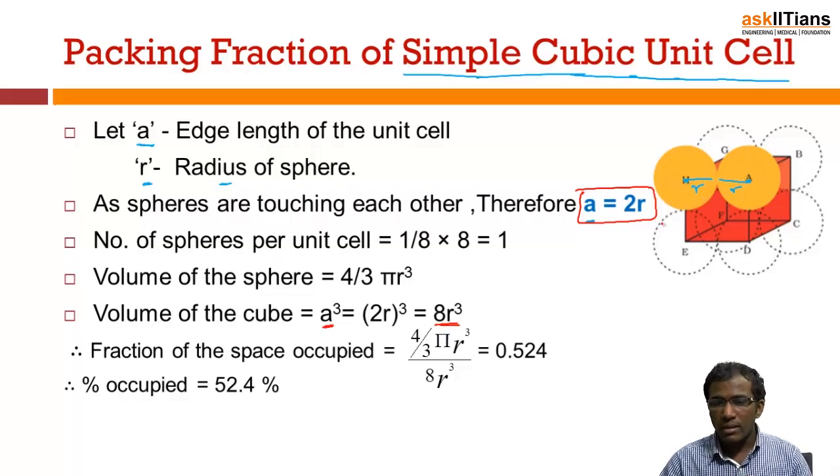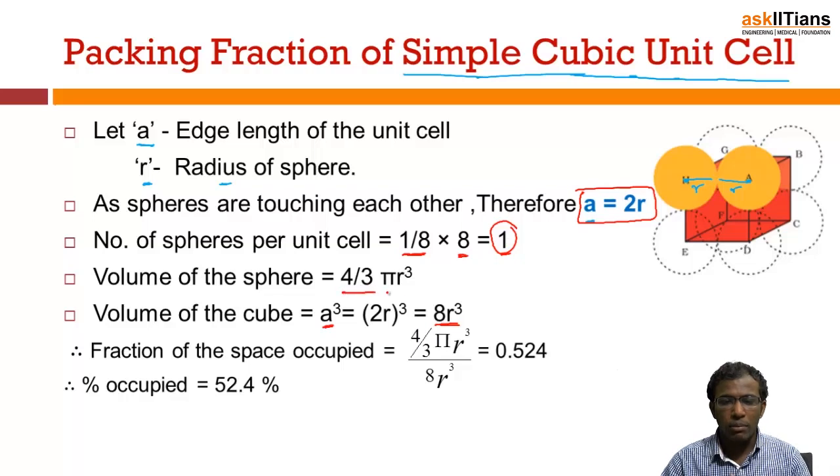We know that in case of a simple cubic unit cell, the particles are occupying only the corners. So we have 8 particles. Each particle contribution is 1 by 8. So 1 by 8 into 8 is equal to 1. So effectively only one sphere belongs to the unit cell. Okay. So the volume occupied by that one sphere is equal to what?